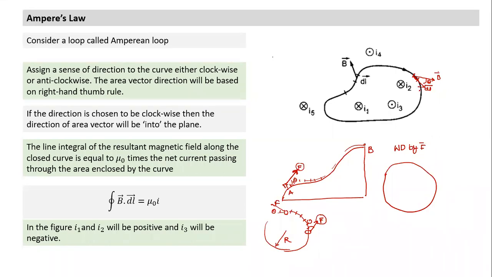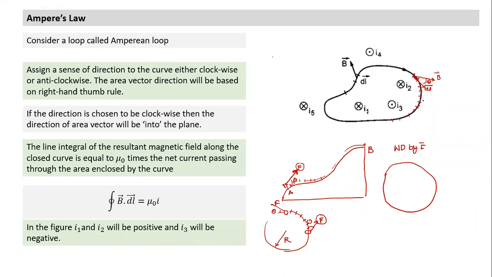And if I keep adding this at all points, what is necessary if I have to calculate this line integral? At all points, the B value has to be known. Then only it can be calculated. So what is the necessary condition to evaluate a line integral? At all points on the curve, the value of B should be known in magnitude as well as direction. Then I can take a small element.